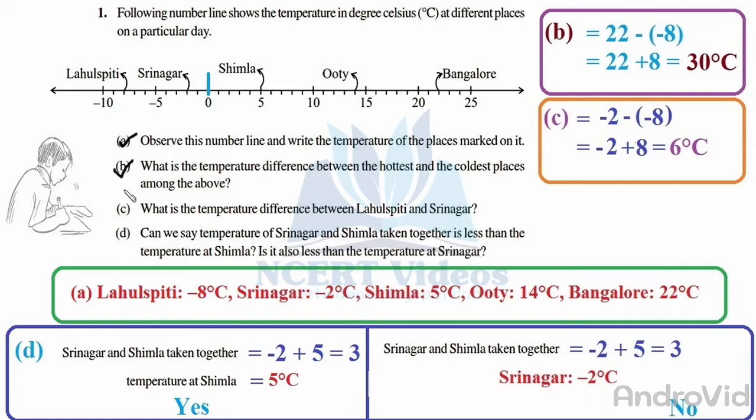C part. What is the difference between Lahaul Spiti and Srinagar in terms of temperature? Now you can see Srinagar is at -2 degrees Celsius, therefore we write it, and Lahaul Spiti is -8 degrees Celsius. We have to find the difference, therefore we subtract, minus minus is plus, therefore the higher is positive, therefore 6 degrees Celsius is your answer. You can also see from here when you do it, it is 6 degrees Celsius.